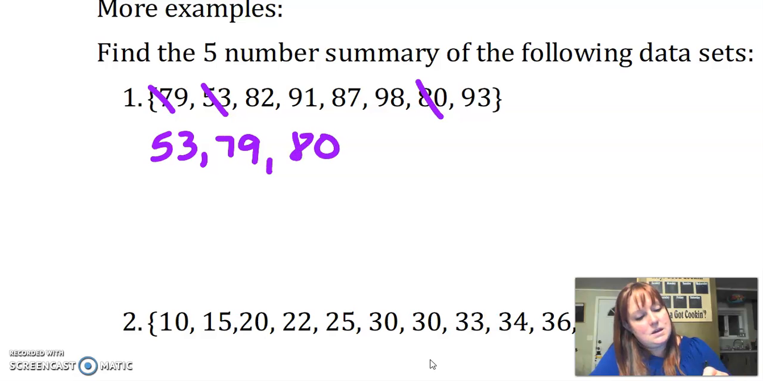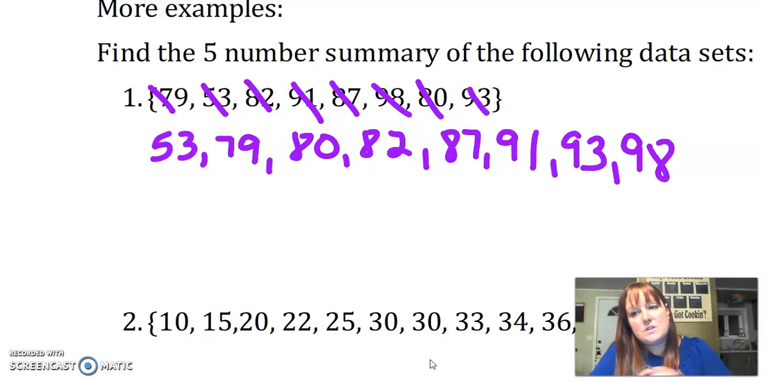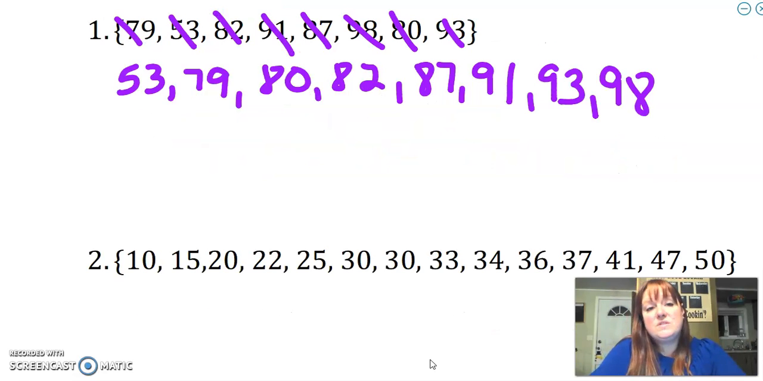Then 80, 82, 87, 91, 93, and 98. So the first thing is you put them in order. If you have Excel and a large group of data, you can always put them in order in Excel by just sorting them. That's an easy way to do it, or you just do it like I did.